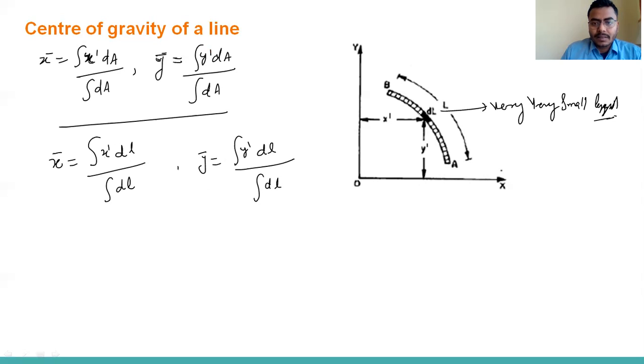In this case, this small length we have considered is dl, and its centroid is here. The distance from the y-axis will be x dash. Similarly, y dash is the distance between the centroid of this small length dl and the x-axis. That is written here in the figure.